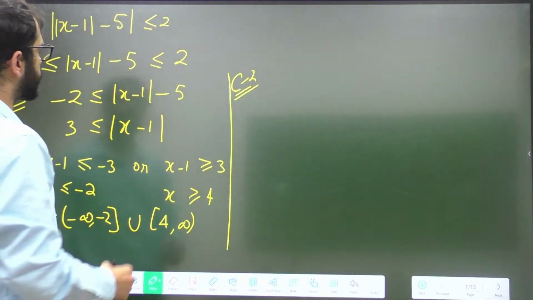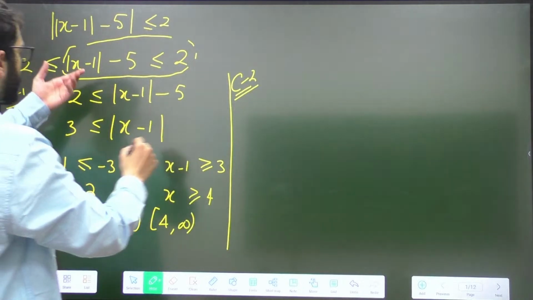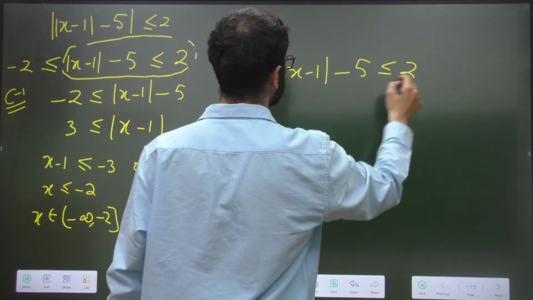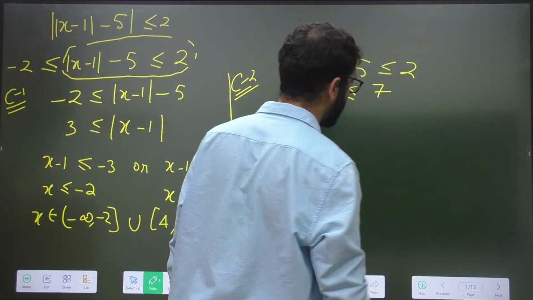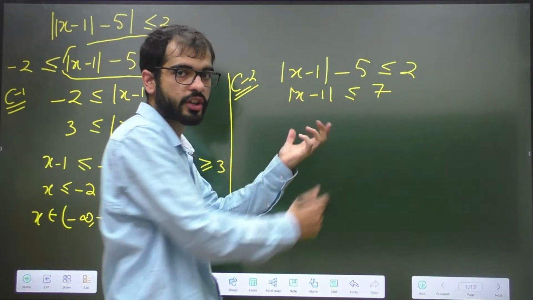For condition number 2, I have written this thing. This is what we are going to use. That is modulus of x minus 1 minus 5 should be less than or equal to 2. That means mod of x minus 1 should be less than or equal to, adding 5 to both the sides, I'll get 7. Now if the value of modulus is less than or equal to 7, what does that imply?